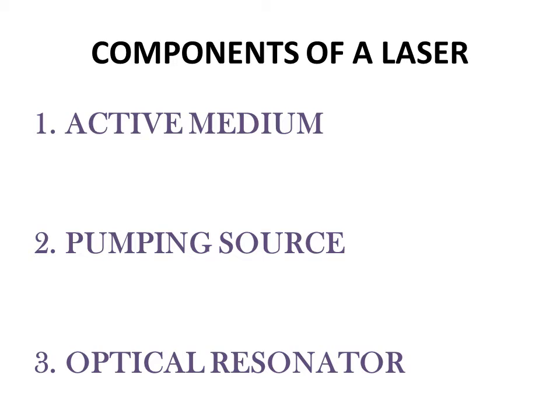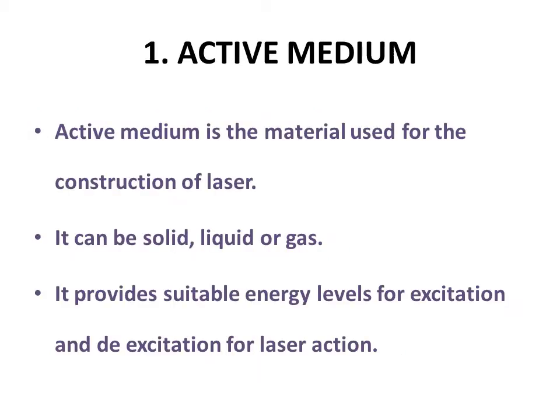In the previous session, I explained how a laser works. In that description, you might have identified that there are three components of a laser. The first one is the active medium, the material using which we make the laser. The second one is the pumping source. It is the source of energy that we use in order to create population inversion. And the third one is the optical resonator, which is a pair of mirrors between which we keep the active medium.